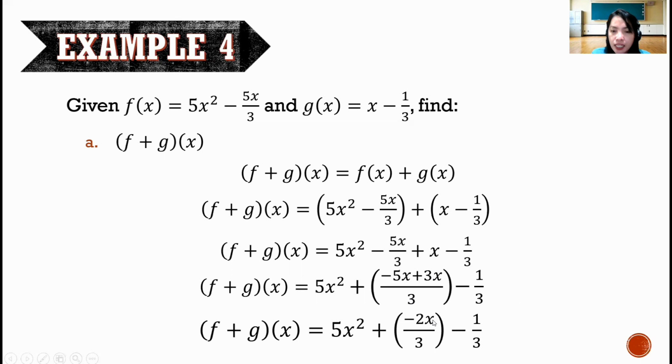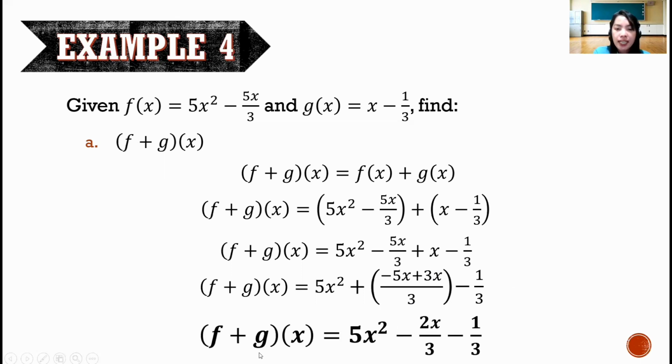Pwede na nating alisin itong parentheses by multiplying positive 2, negative 2x over 3. So that would be, final answer, f plus g of x, that is equal to 5x squared minus 2x over 3 minus 1/3.